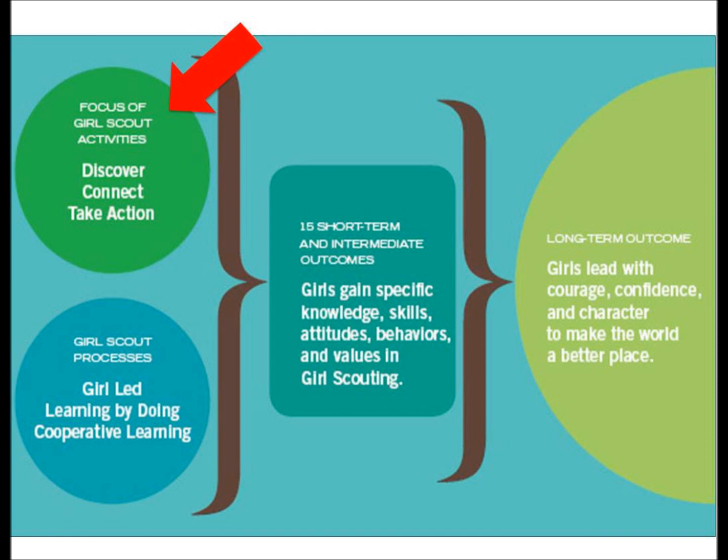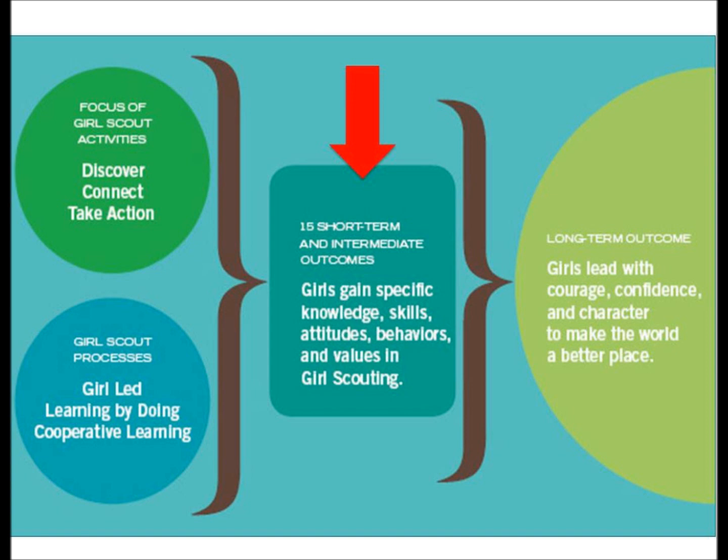The three keys are discover, connect, and take action. Think of these as broad benefits that a girl should achieve if she is to fully experience Girl Scouting. She will understand herself and her values, and use those skills to explore the world. She will care about, inspire, and team up with others locally and globally. She will take action to make the world a better place. For each of these three keys, there are 5 different intermediate outcomes, meaning 15 outcomes in all.